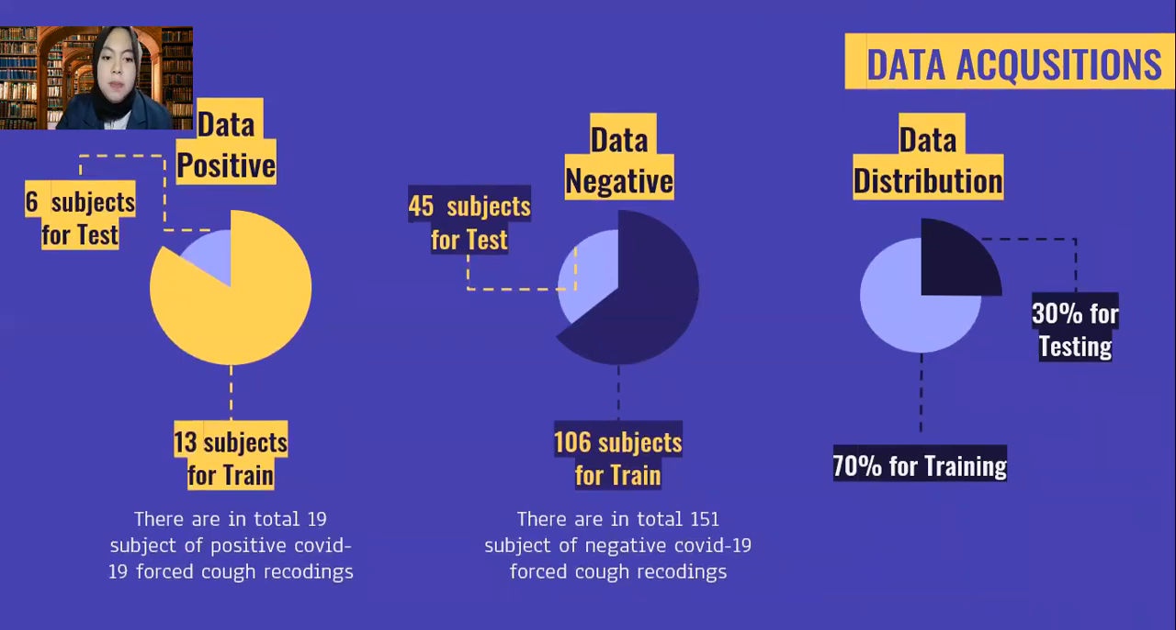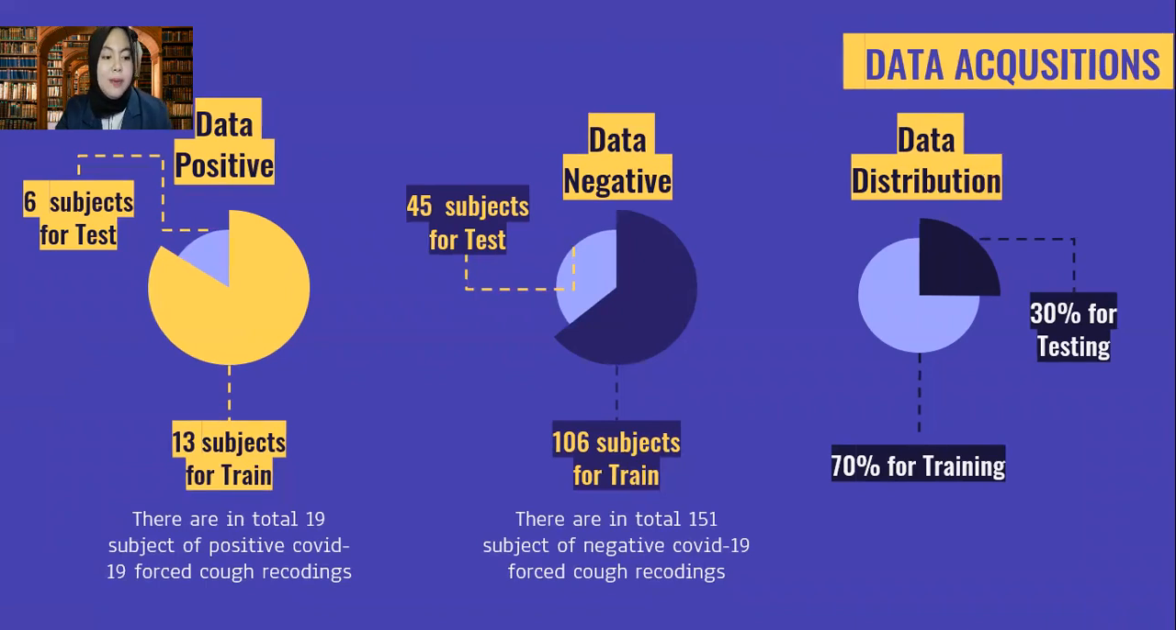Here is the data acquisition. So as you can see, we have data positive, negative, and data distribution. For data positive COVID, we have a total of 19 subjects of the recording of positive COVID, which we divided into 6 subjects for testing and 13 subjects for training data. In data negative cough, we have 151 subjects, which we divided into 45 subjects for testing and 106 subjects for training. And for data distribution, it is 70% for training and 30% for testing.